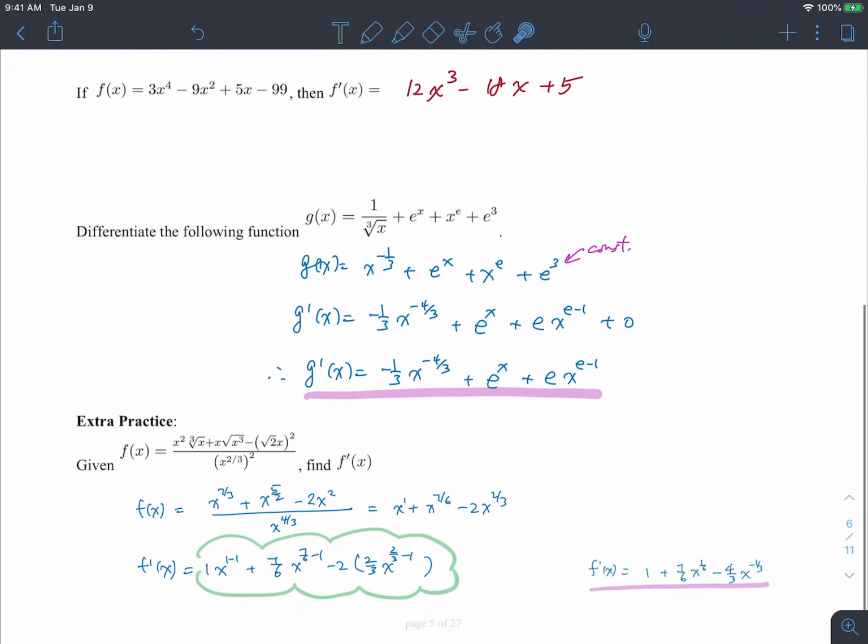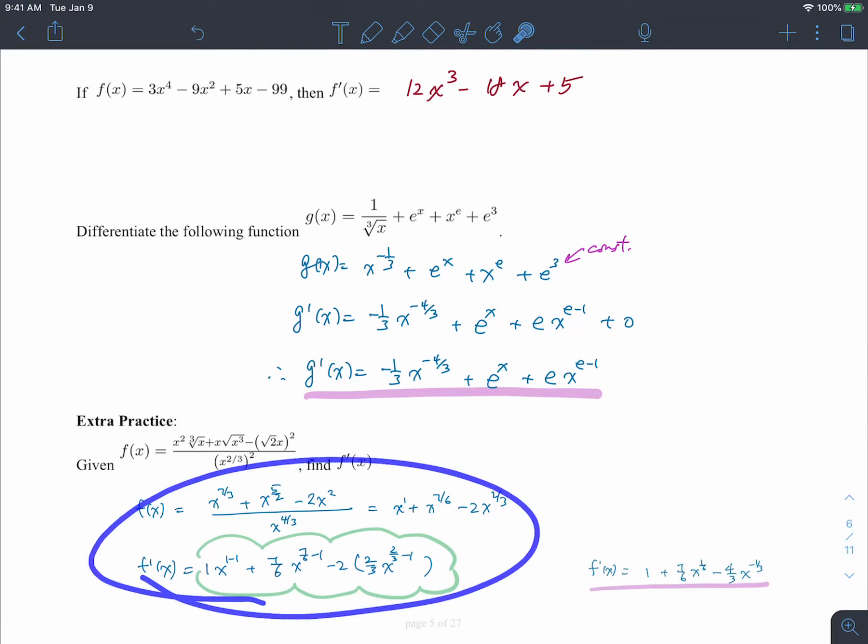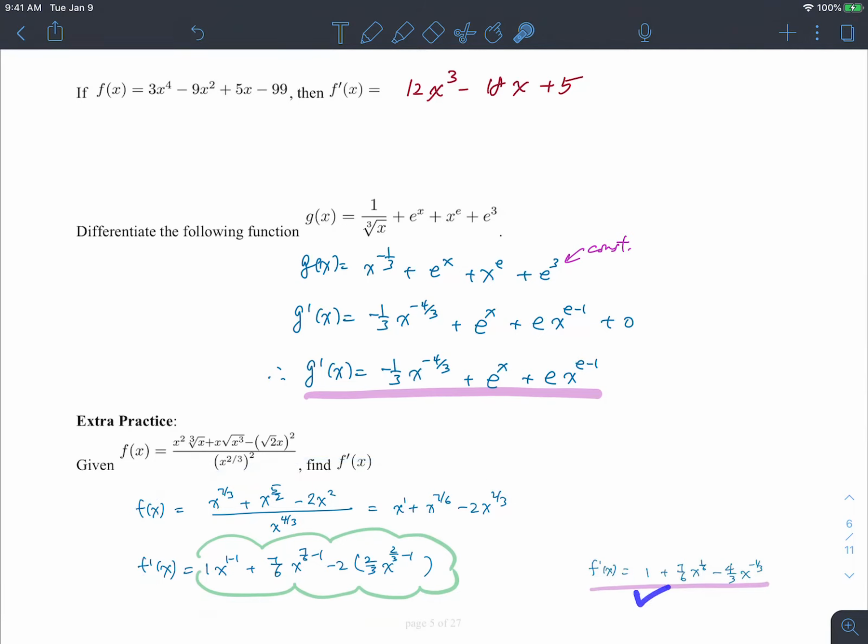I do have an extra practice here for you. Here it is, right? That's the answer right there. In yours, it's kind of upside down. So there. So you guys asked for more practice. So here it is, right?